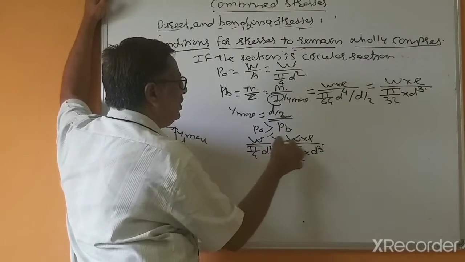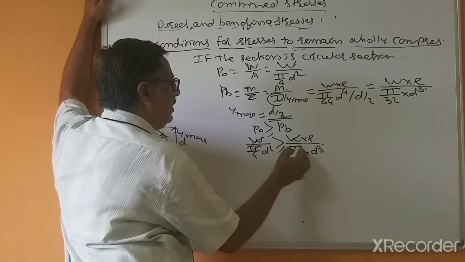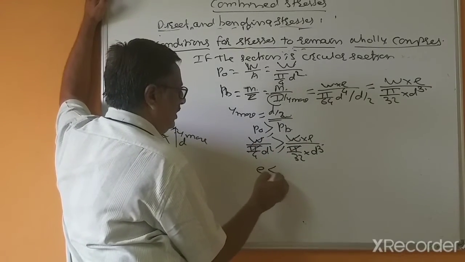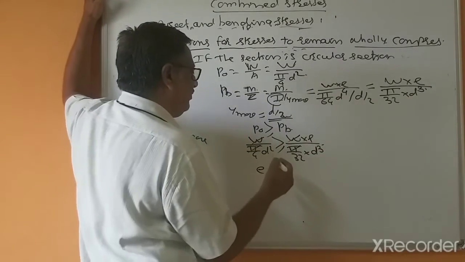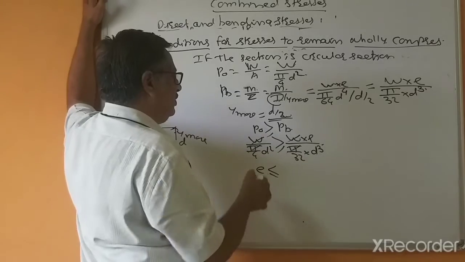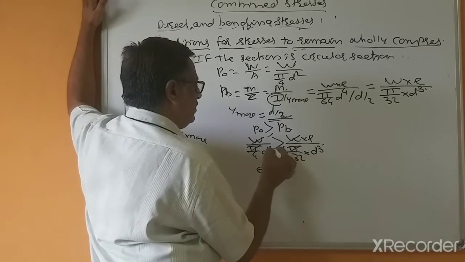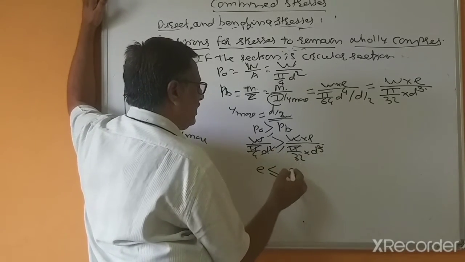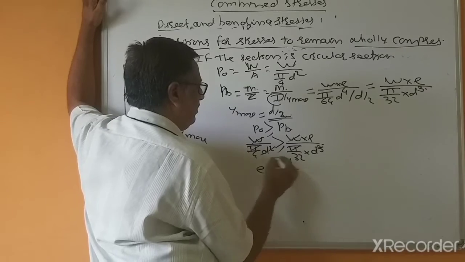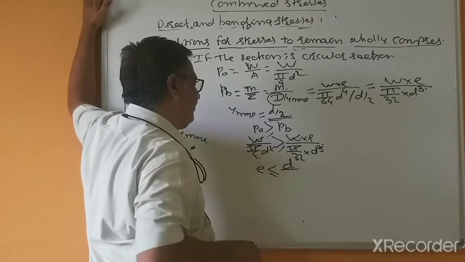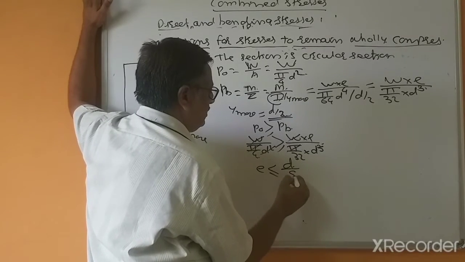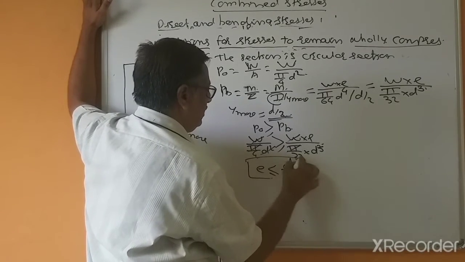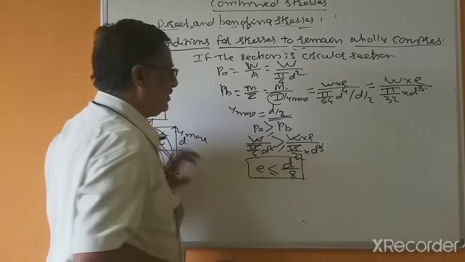So W will get cancelled, pi will get cancelled, and the eccentricity E should be less than or equal to, so this is 32 and 4, D squared gets cancelled, D divided by, so this is 4, that's why this is 8. So this is the condition.